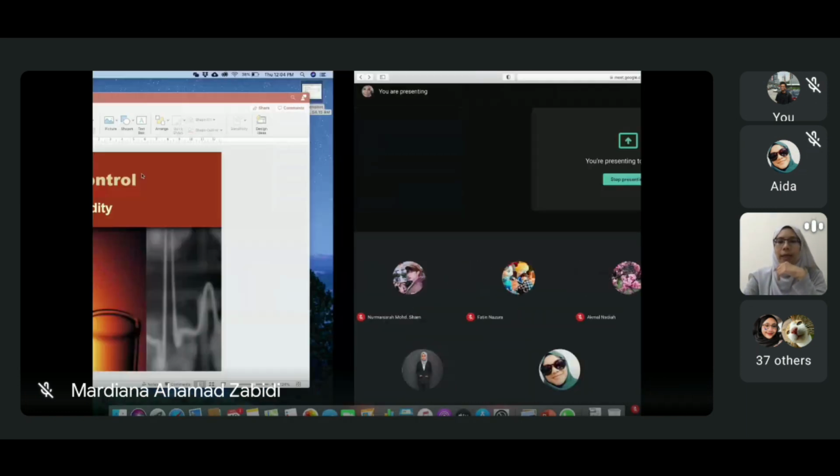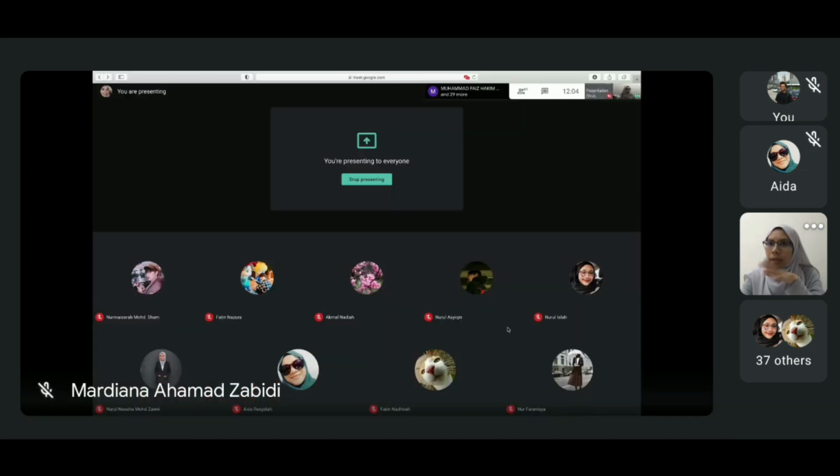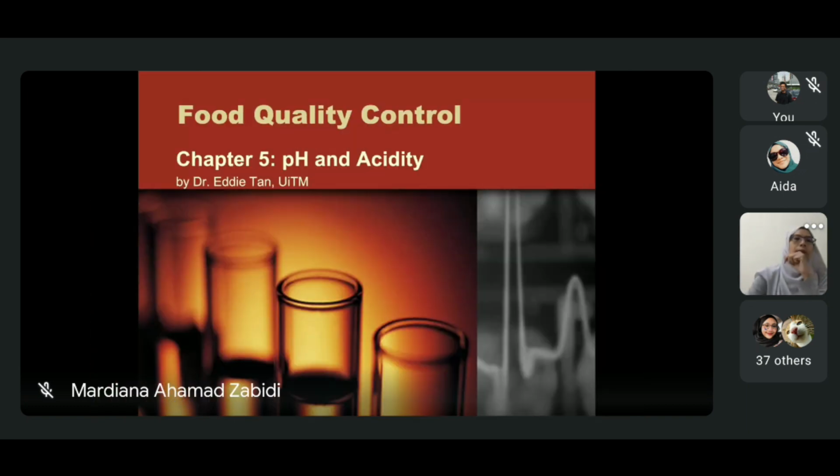Okay, so when we talk about pH and acidity, we are talking about two different methods, okay? pH, how do we measure pH? One is by using a pH meter. pH is not reflecting the acidity, the total acidity inside a particular food.